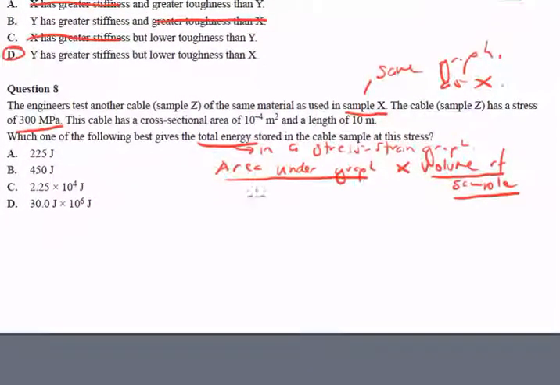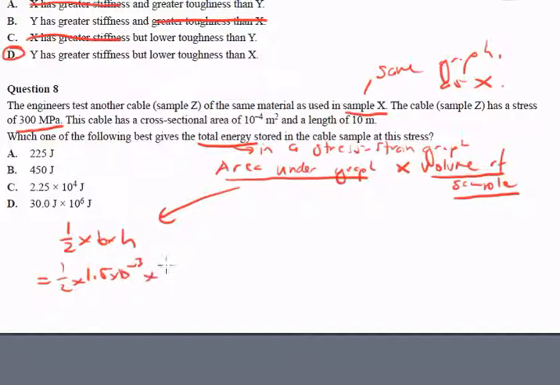So down here's our working for area under graph. It's a triangle, so half base times height: a half times the base, 1.5 by 10 to the minus 3, times the height, 300 by 10 to the 6. If you do that in your calculator, you get 225 by 10 to the 3, and that is joules per meter cubed. It's the units of the area under the stress-strain graph.